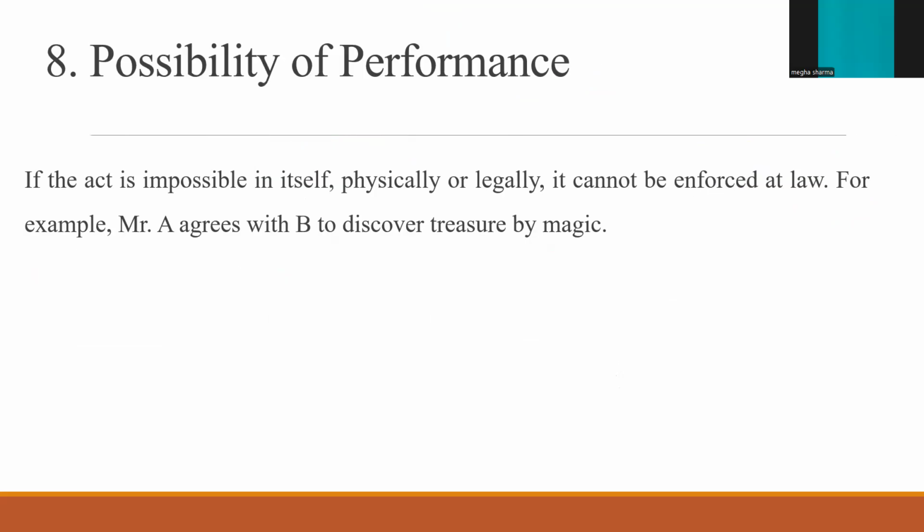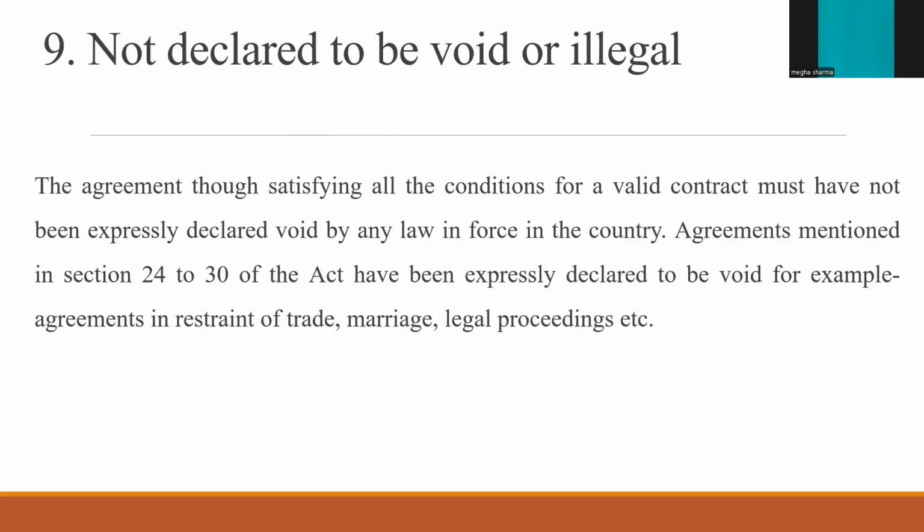Next is possibility of performance. All the contracts which are possible to perform can only be considered lawful. Otherwise, it's not lawful. For example, A agrees with B to discover a treasure by magic. So magical and such kinds of things which are not possible to be performed are not part of the essentials of a contract. Next: not declared to be void or illegal.